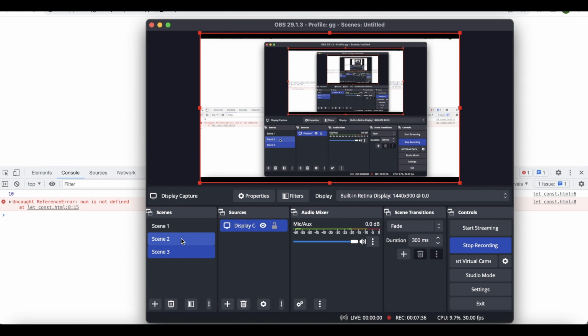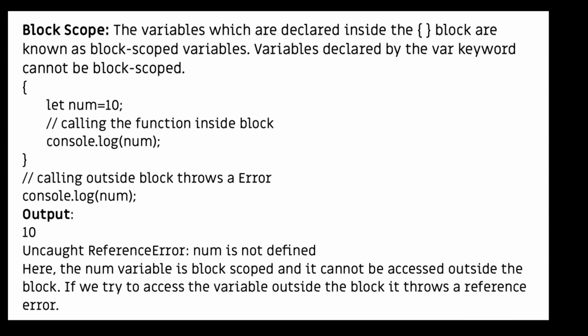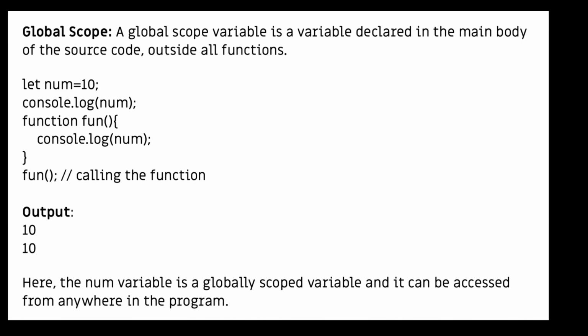So next, we discussed block scope, and next is global scope. A global scope variable is a variable declared in the main body of the source code, outside all functions. First we add the let keyword and num is a variable and the value is 10, and we call this value using console.log and num.